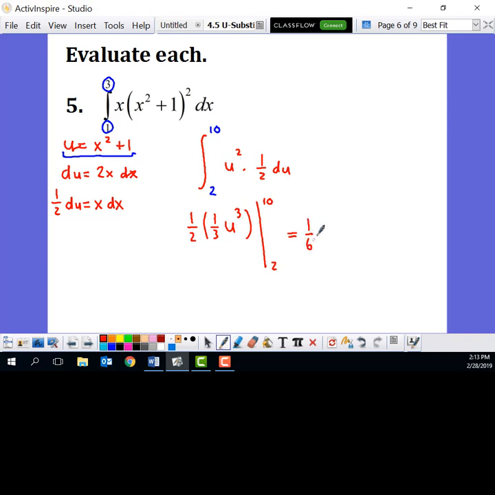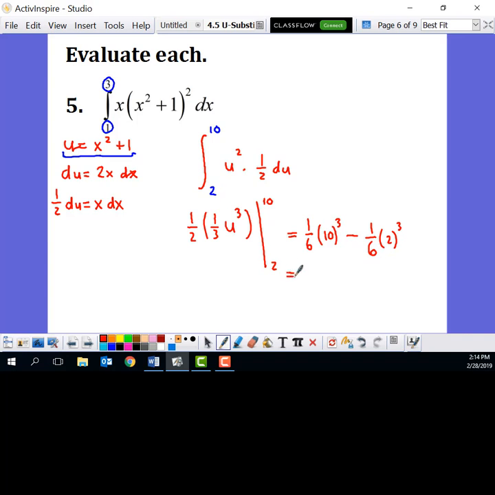So that's going to be 1/6 times 10 to the third power. And then we're going to subtract the same expression, that integral, where we plug 2 in for u. So that's going to be minus 1/6 times 2 to the third power. The whole advantage back here of changing our upper and lower bounds is it makes evaluating this definite integral a lot easier because you don't have to worry about plugging back in for u.